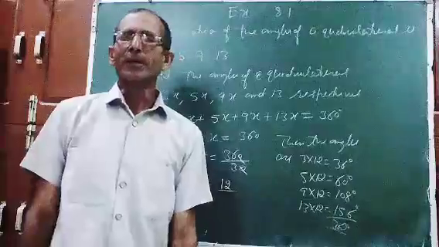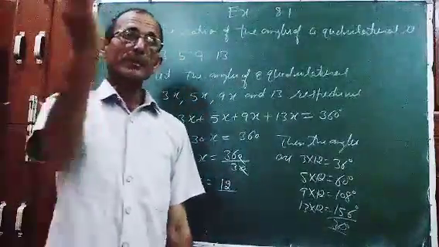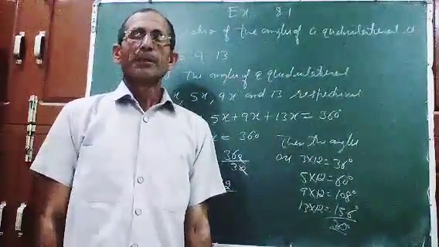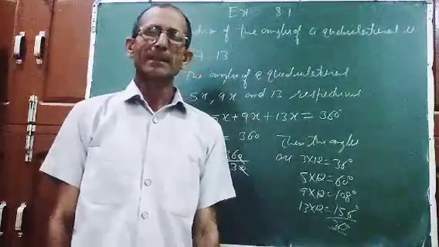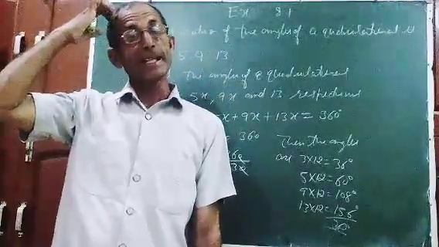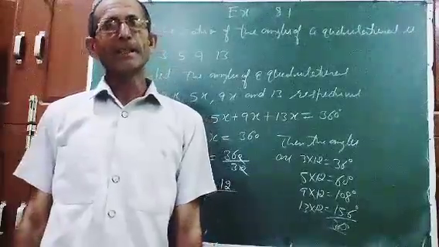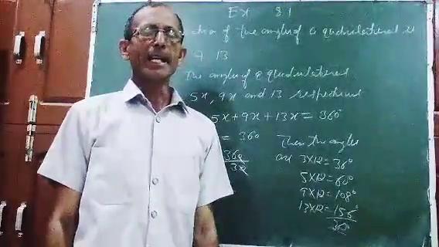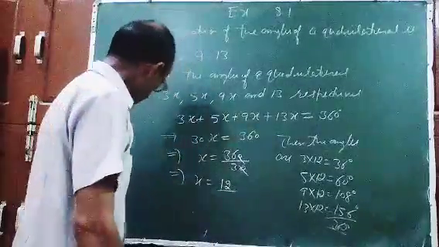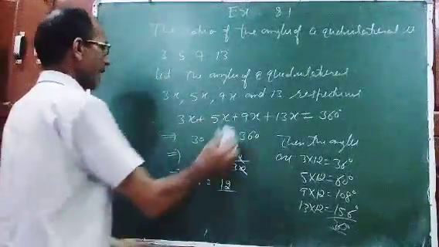Now the next theorem is: prove that the diagonals of a square are equal and bisect each other. Statement: prove that the diagonals of a square are equal and bisect each other. So what is given? A square is given.